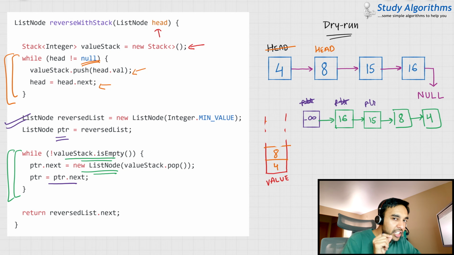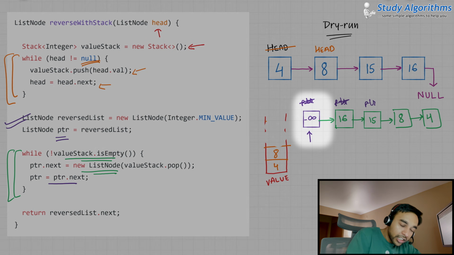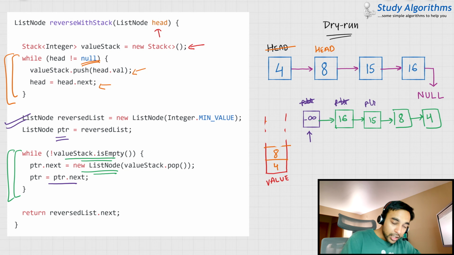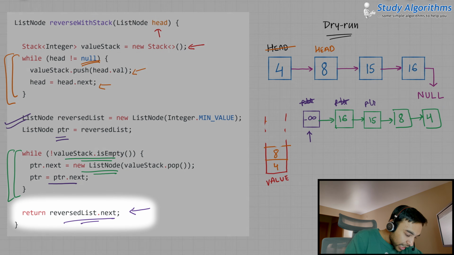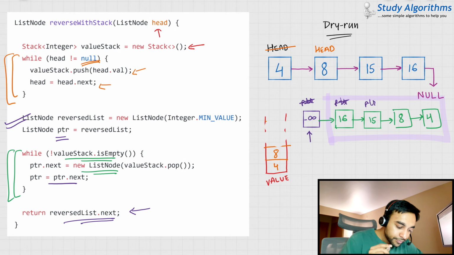You remember how we created this new list? The pointer reversed list is still pointing at the first infinite node, right? So ultimately, what I do is I return reversed list dot next. So my reversed list is returned.